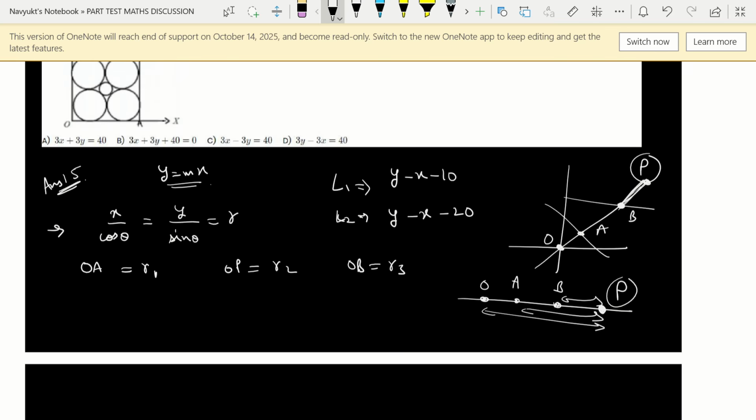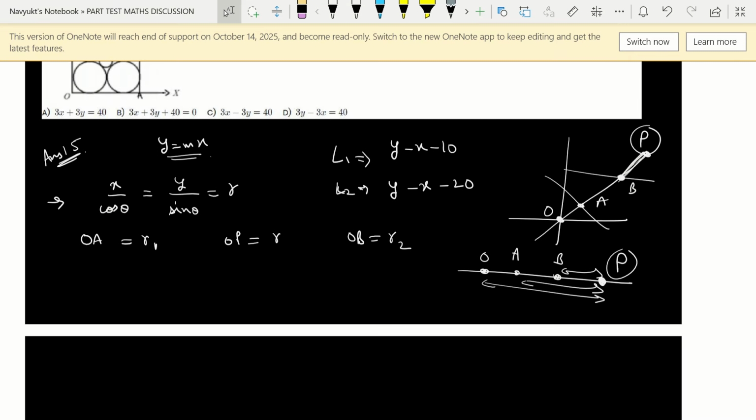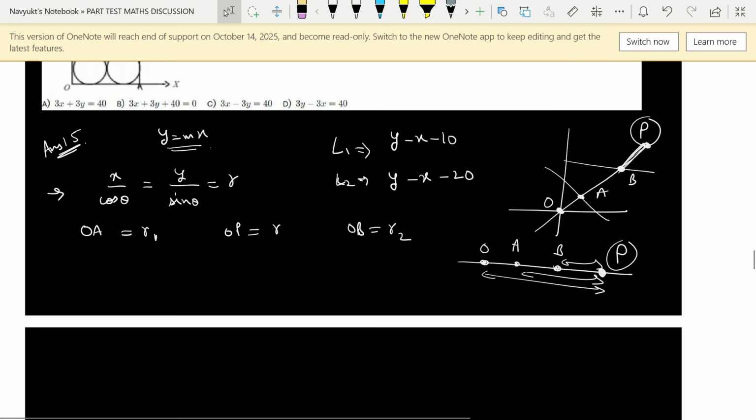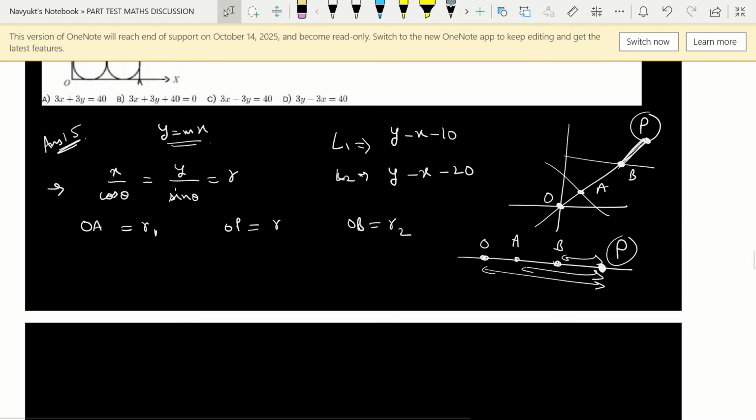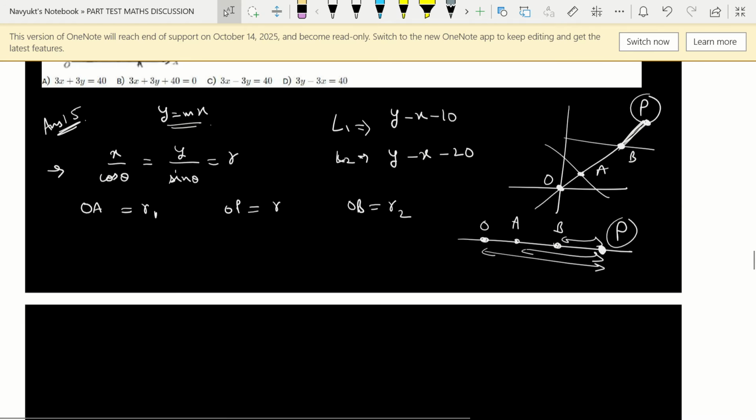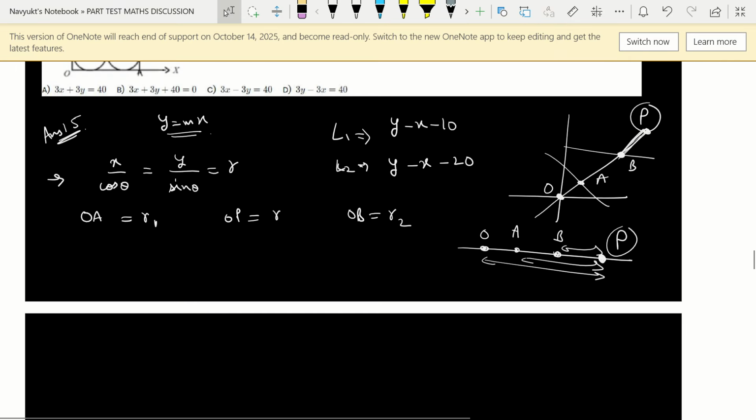Fine. Actually, OP is variable, no? So we can take OP as R only and OB as R2, because P is the variable point. So we should not take a fixed R. We should take a general R.